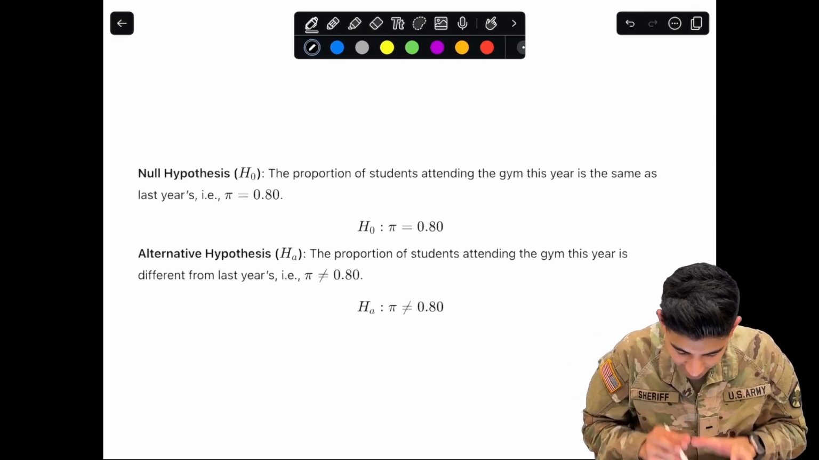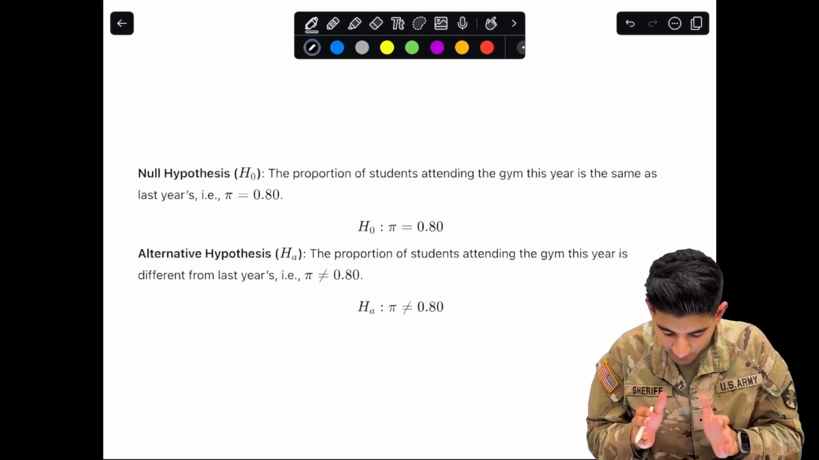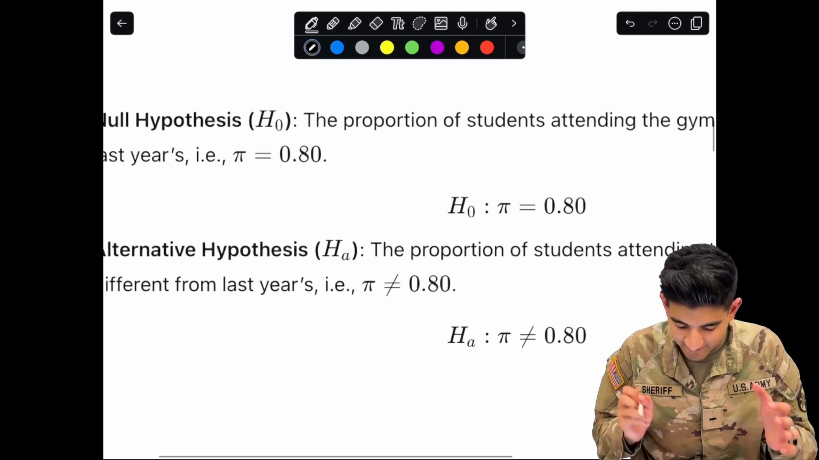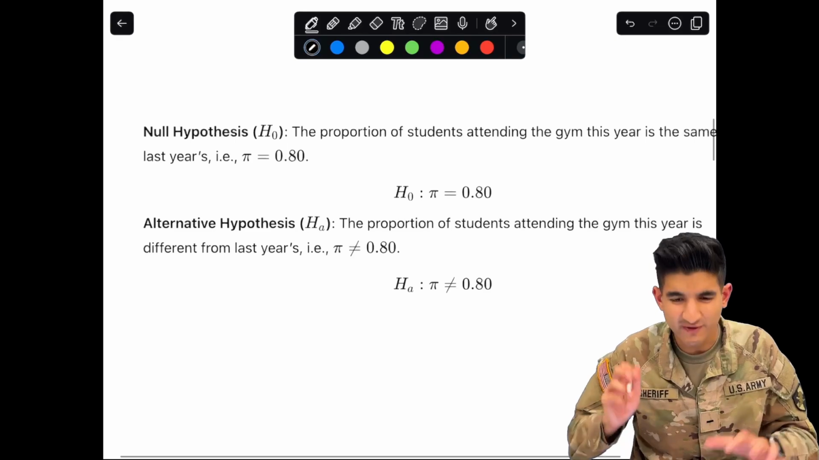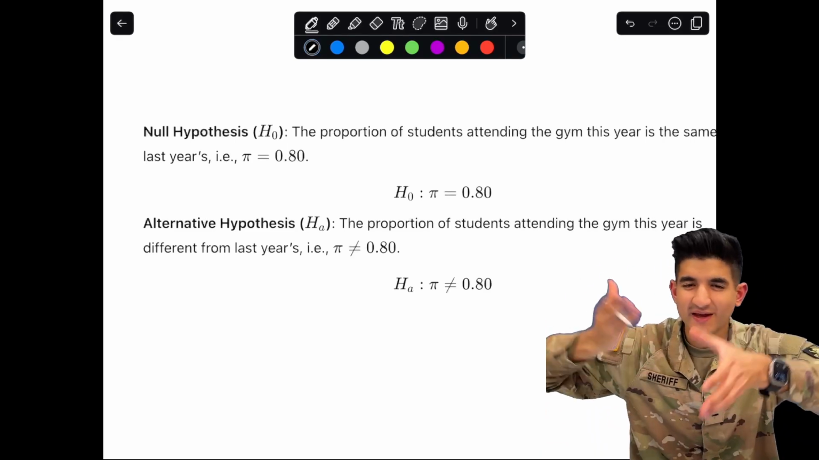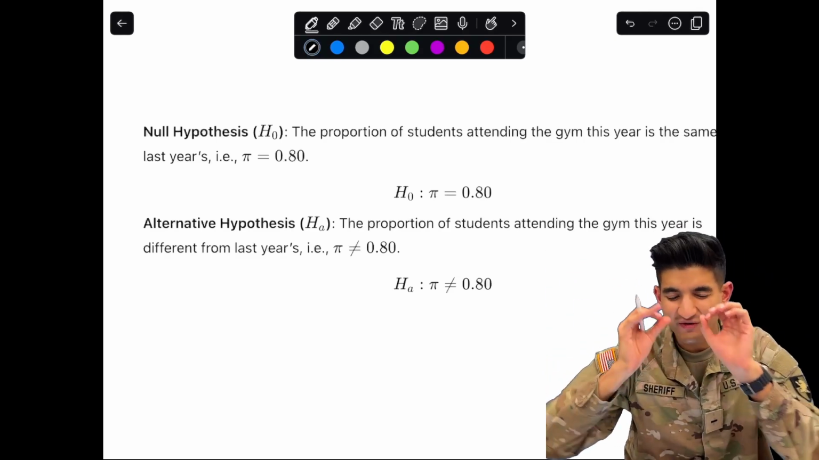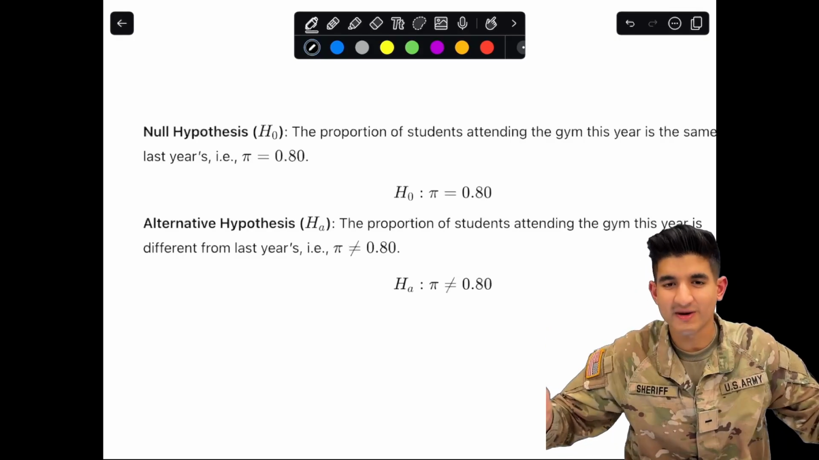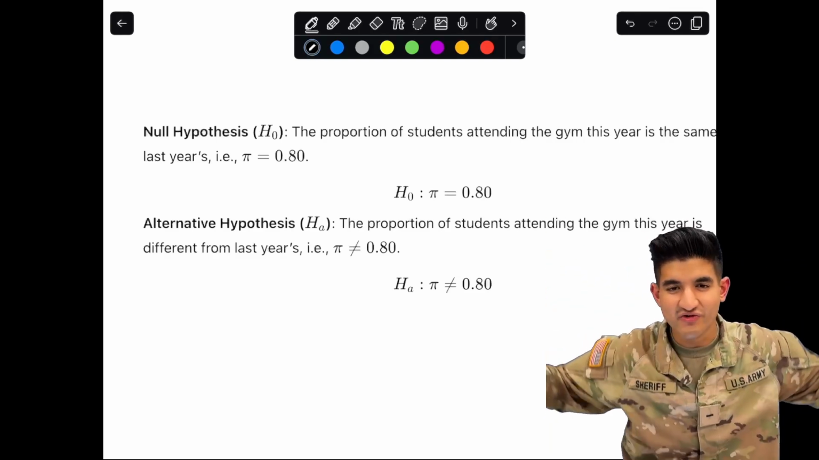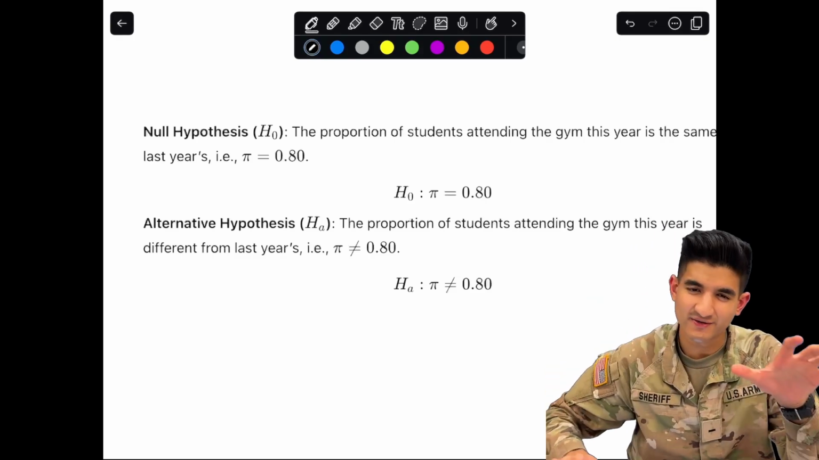So let me read it and then I can explain it better. In this situation, the null hypothesis, given by H sub 0, that's a symbol, is the proportion of students attending the gym this year is the same as last year's. And you write that with symbols by doing pi equals 0.80. What this means is the proportion from our data, if we account for statistics, is going to be the same as the historical. I understand our data set gave us 0.7, but what it's trying to say here is 0.7 could have occurred by random chance, so it's still valid to say that the historical value is equal to 0.80, and that statement isn't necessarily false.